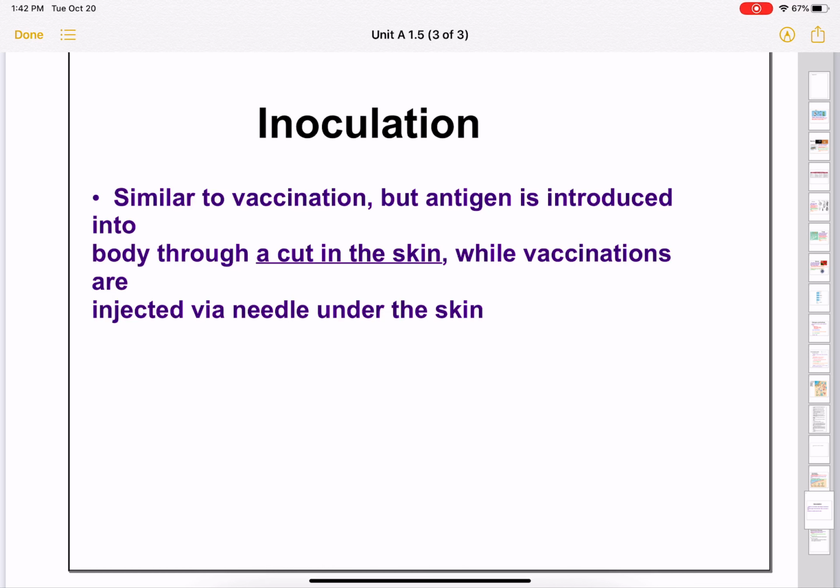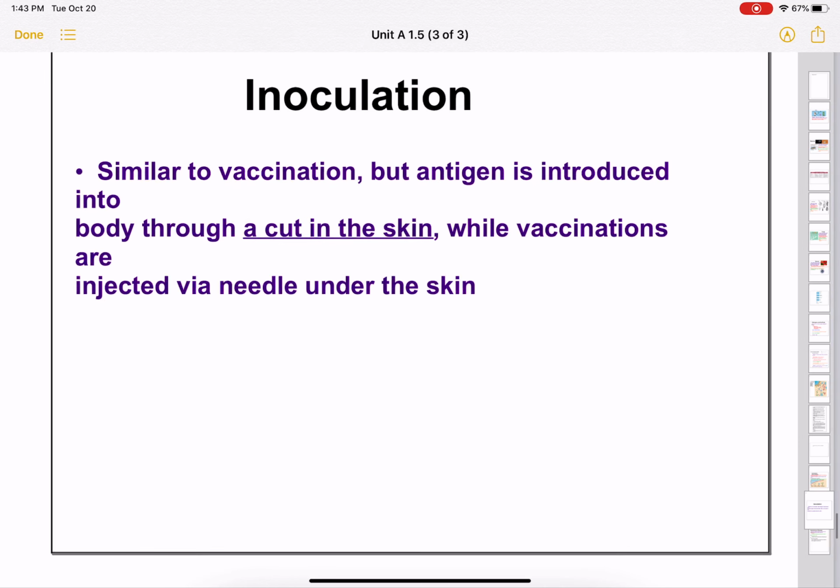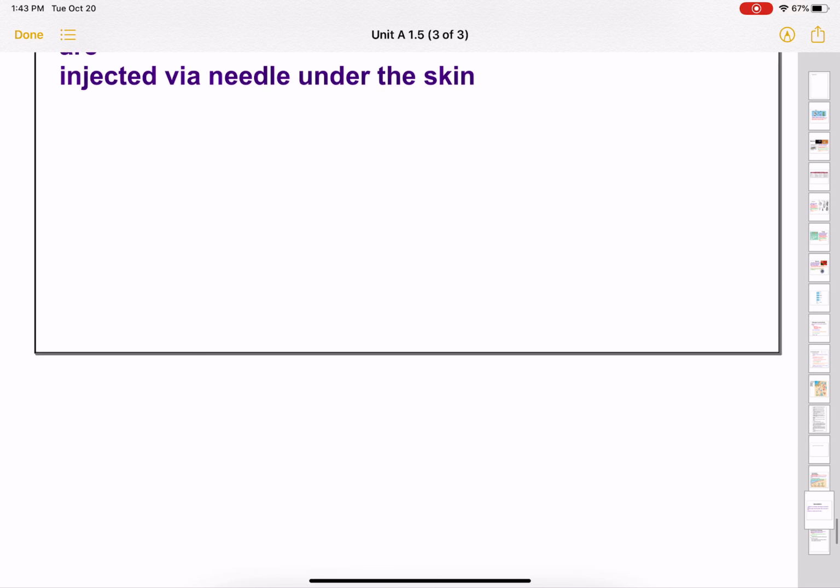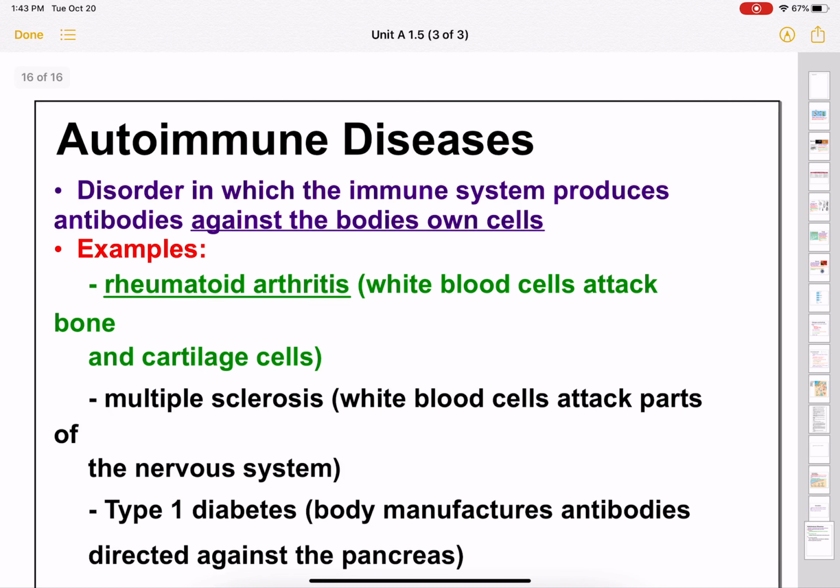Inoculation is similar to vaccination, but the antigen is introduced into the body through a cut in the skin, while vaccinations are injected via a needle under the skin. So inoculation, I'm not sure if I've ever heard of really anyone getting it that way, but it's a possibility.